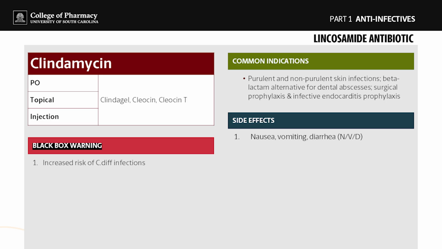So let's look at another antibiotic, lincosamide antibiotic, Clindamycin. Clindamycin is actually used for skin infections. It's a beta-lactam alternative for dental abscesses, surgical prophylaxis, and infective endocarditis prophylaxis. The oral dosage form is called Cleocin, and there's a topical called Cleocin T, and also comes in an injection form. Side effects of the clindamycin would be really stomach or GI side effects, nausea, vomiting, and diarrhea. And this one actually gives you an increased risk of Clostridium difficile infections, C. diff. So you need to let your patients know about that.